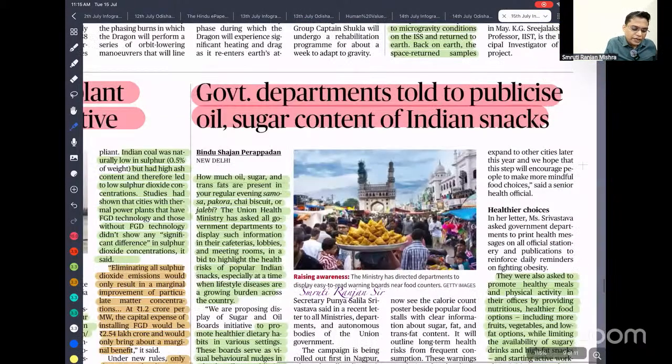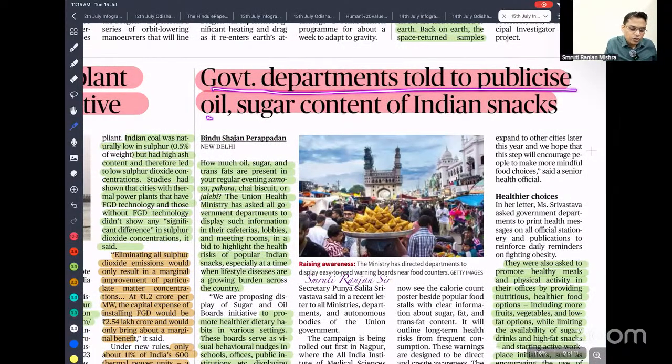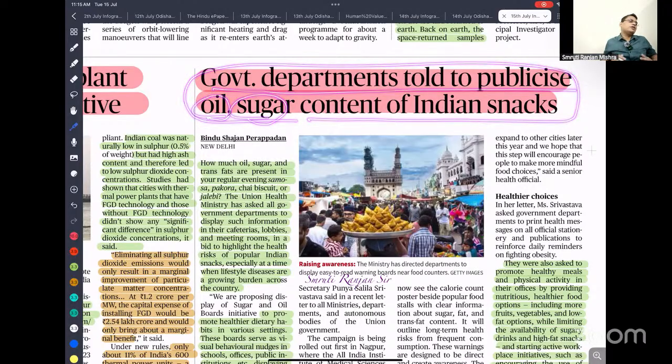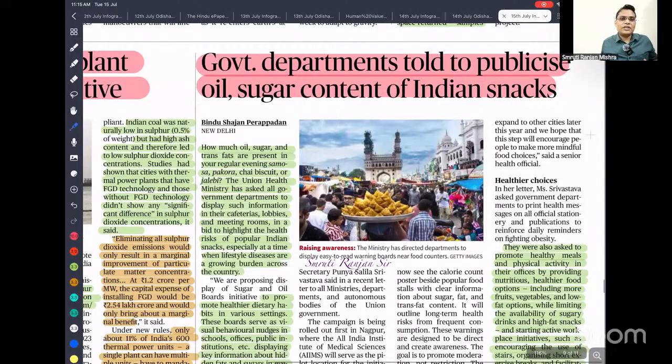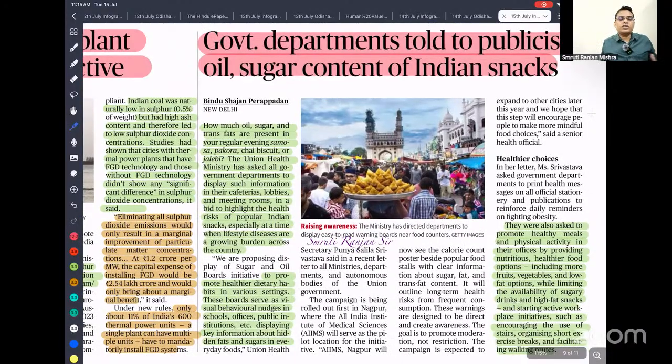Then next is government departments told to publicize oil and sugar content in Indian snacks. So what is happening? Recently we are consuming more processed food. We know that in our processed food there is a huge amount of trans fat, sugar, and salt. So that is impacting our health. Lifestyle-related diseases like heart disease, lung disease, and obesity are rising. So that is the reason all the government departments have to publish the sugar and salt content.